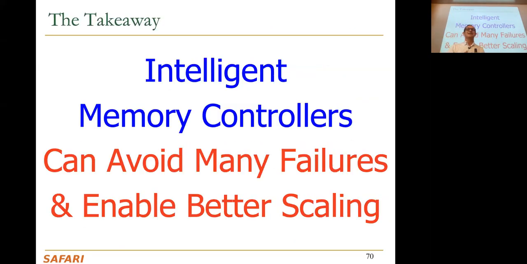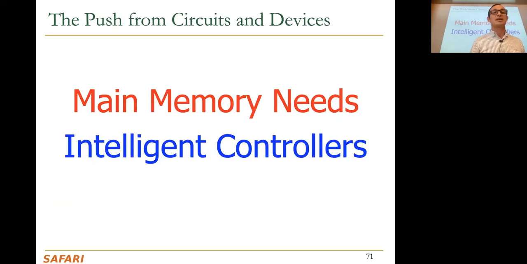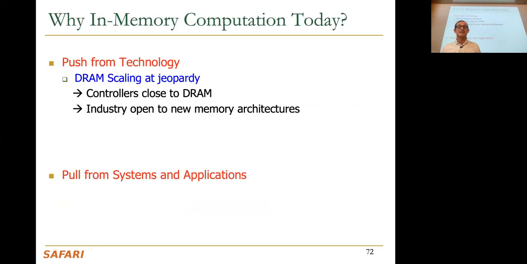Okay, so that's, let's say, a long introduction about the technology scaling push. We need intelligent controllers to avoid many failures and enable better scaling into the future. And this was never as huge of a problem before, because DRAM was scaling much better, but 55, 60 years after its introduction, now it's not scaling as well. So maybe we need to really think about it in a different way. So that's the push from circuits and devices. Now, before we take a break, can I take 5 minutes before the break? That would be a nice ending.